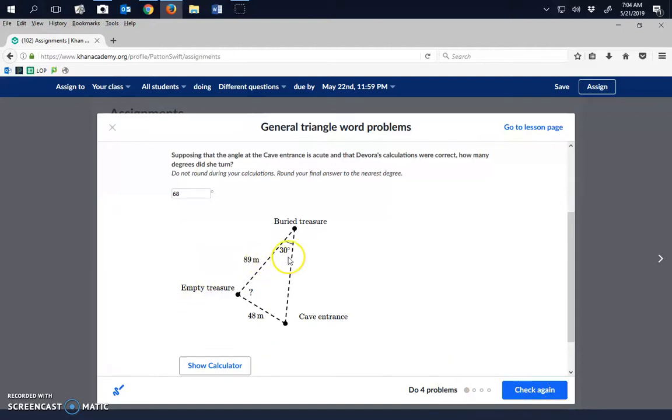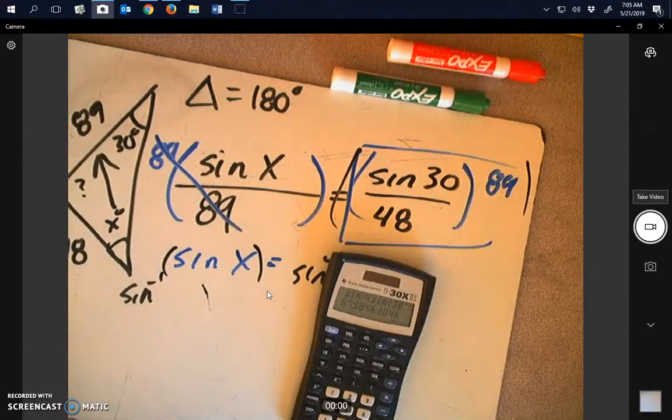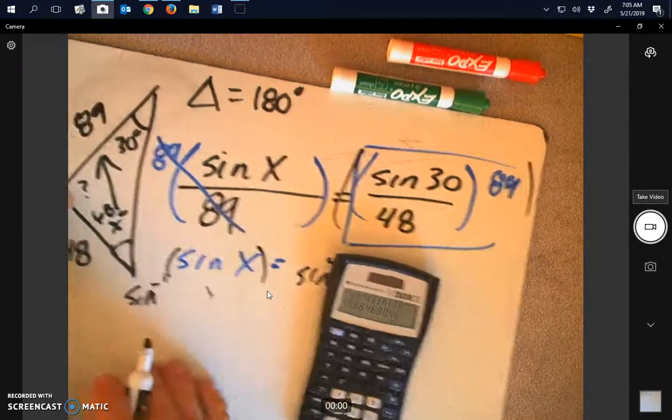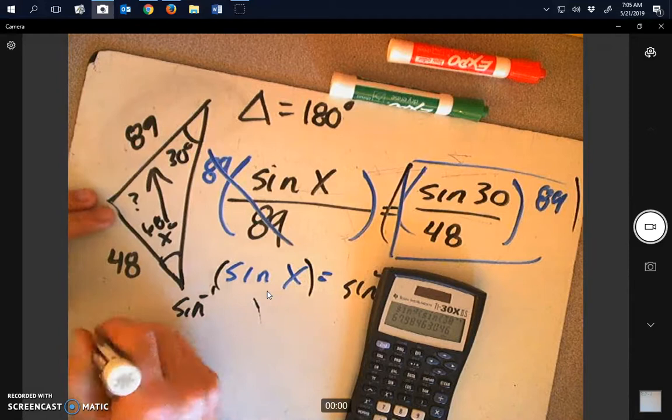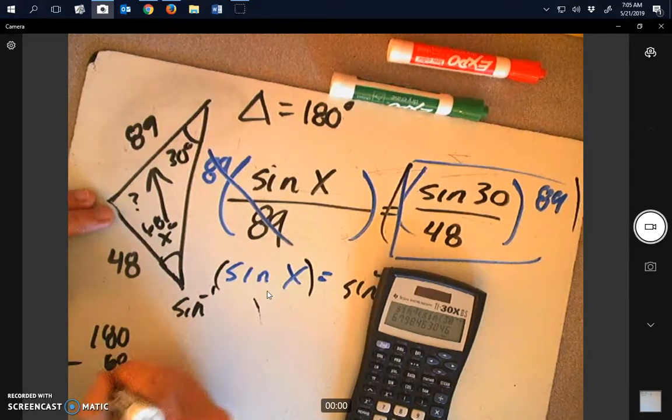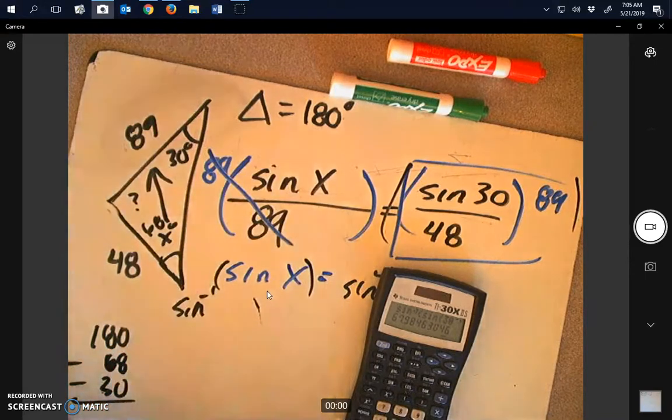And I forgot to, so I found this measurement, right? So I need to find this one. So let's switch my board. So 68 is this one. And I'm trying to find this one. So I need to do 180 minus 68 minus 30 for that one.